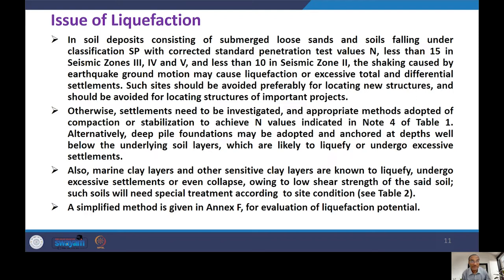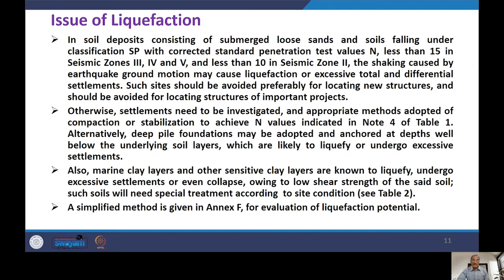So here, one way is that we should try to avoid this. But if you can't avoid it, then we need to check that the settlements are within the permissible limit. And if they are not, then we need to stabilize the soil until you achieve the N values as mentioned in the table.